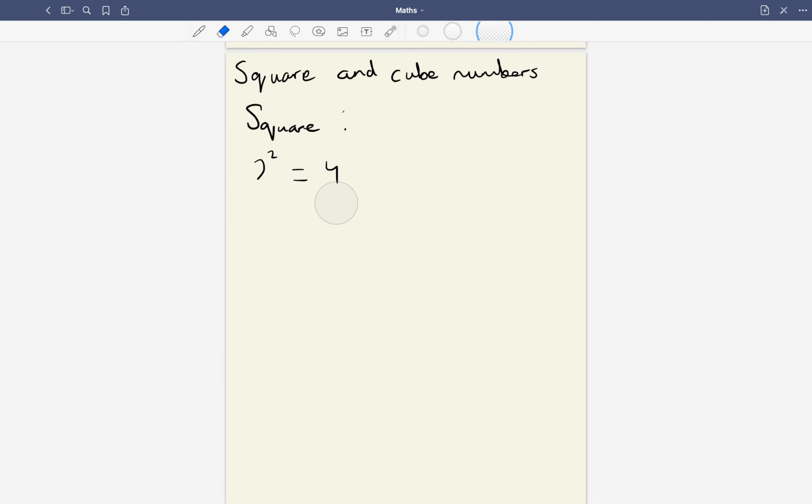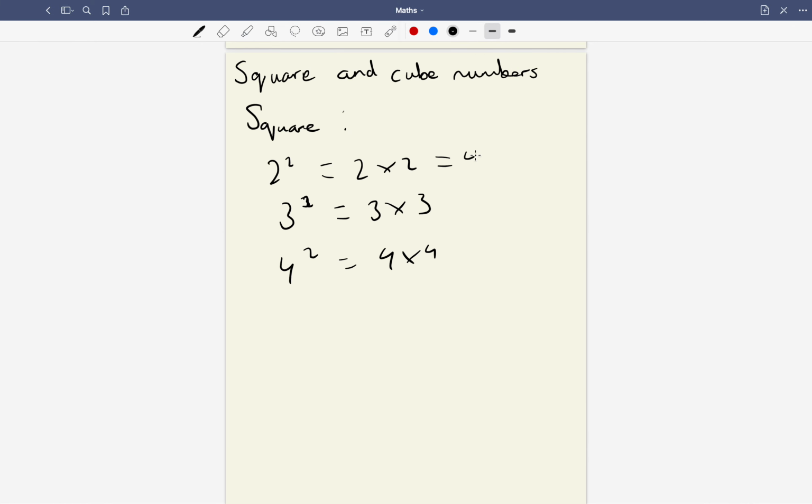But basically the way this works, what that square means at the top is you're just timesing it by itself. So 2 squared, another way you can write that is 2 times 2. 3 squared, another way you can write that is 3 times 3. 4 squared, 4 times 4. If you notice, that's 4, that's 9, and that's 16. So that's where we get our square numbers from.